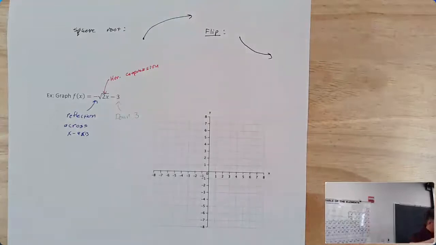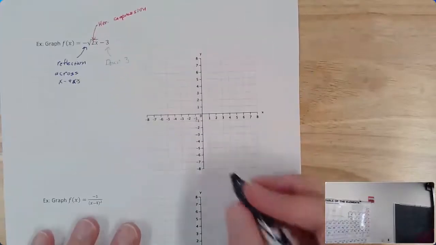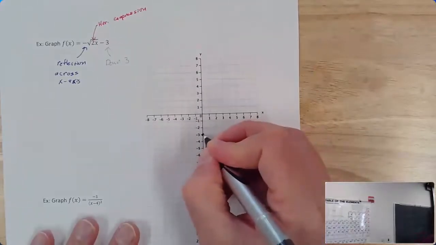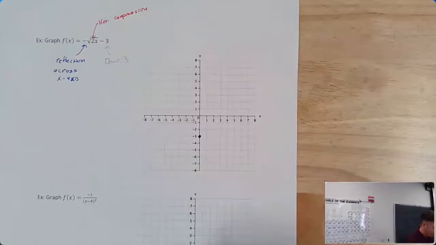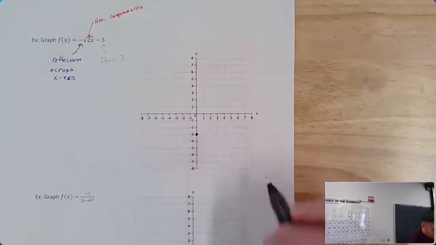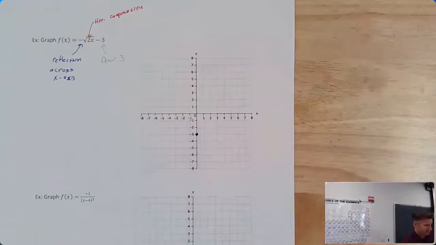And then I guess I should talk about compressing it horizontally doesn't change where it goes either. So I kind of ignore it. And then I'm shifting down 3. So I'm really thinking about starting here and then going down and to the right. But really, I would like to maybe have another point to go through. I don't want to just guess what's happening here. So I might pick a nice value of x to plug in.